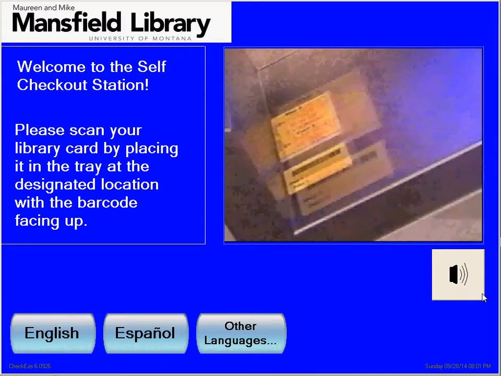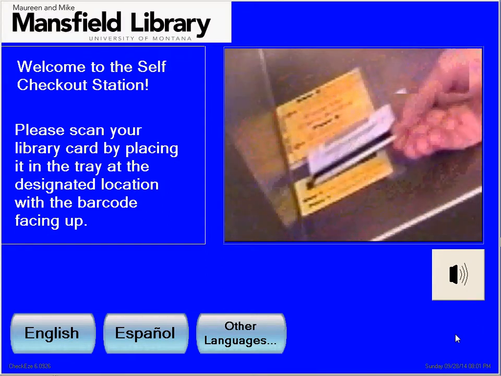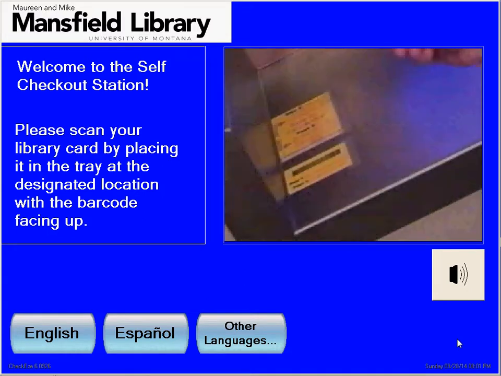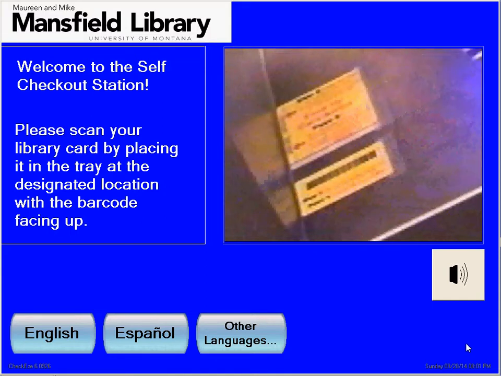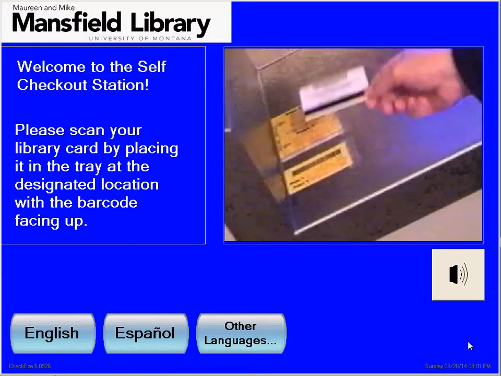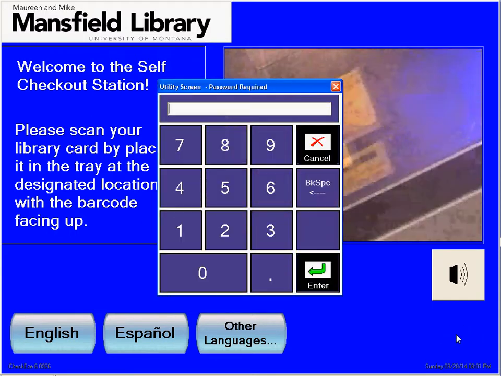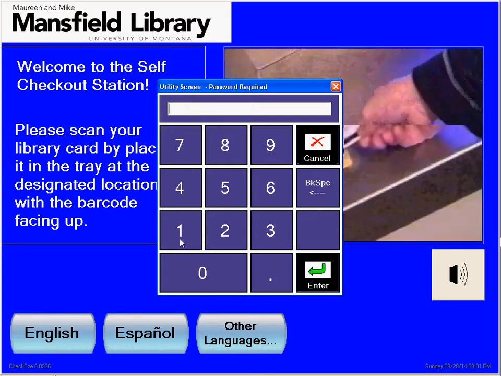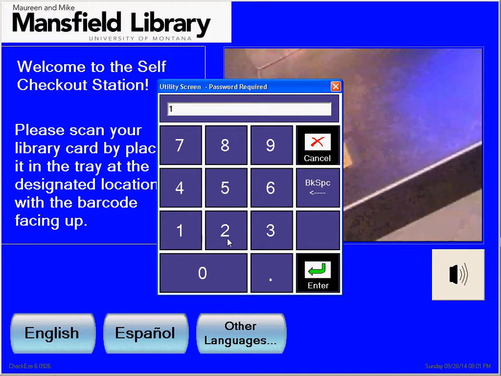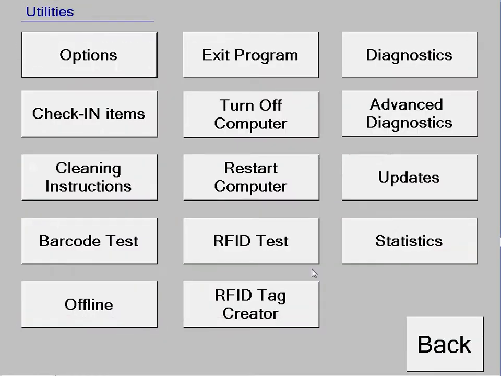So let's see. The first screen we want to look at is the configuration. Now, if you touch the lower right hand corner of the screen, there's nothing here to indicate that that's a touch zone, but it is. Just click there, and a password prompt comes up. The default password is the number 1. Okay, that brings you to the utilities.